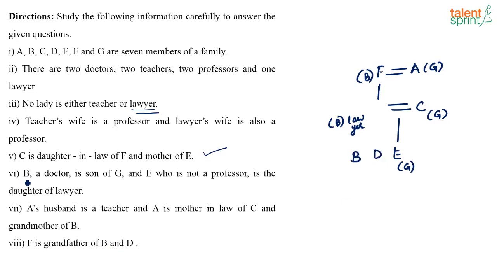Now here what is given? B, a doctor, is the son of G. So obviously this has to be G, and B is the son of G. And what about the profession of F and A?